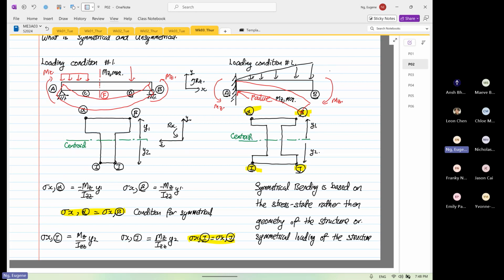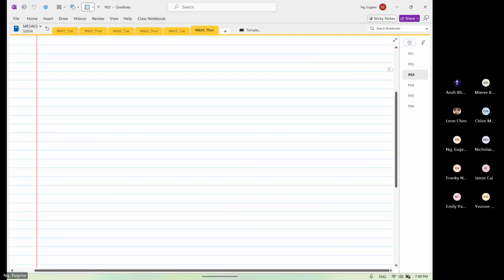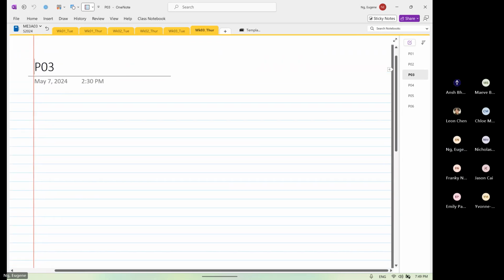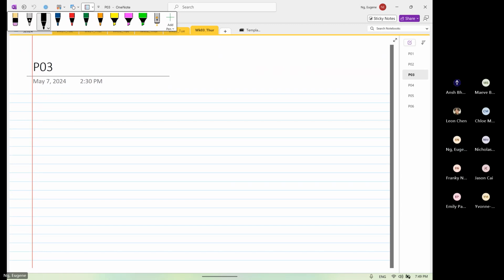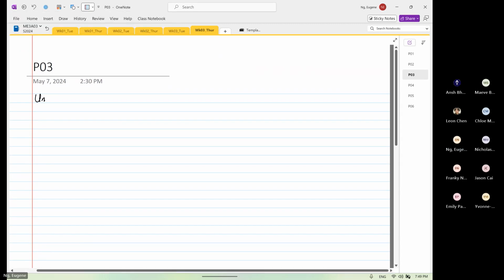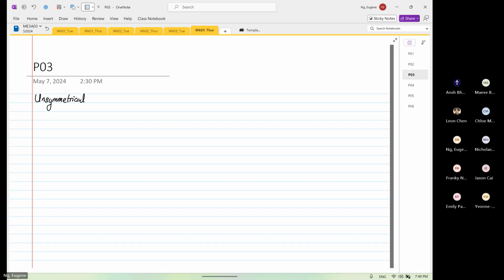Now I'm just showing you what we mean by symmetrical. The next one I'm going to show you is what we mean by unsymmetrical. So in unsymmetrical, we still focus on centric bending.